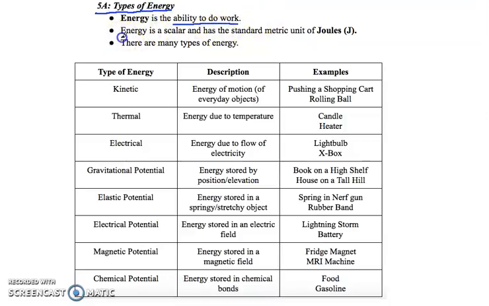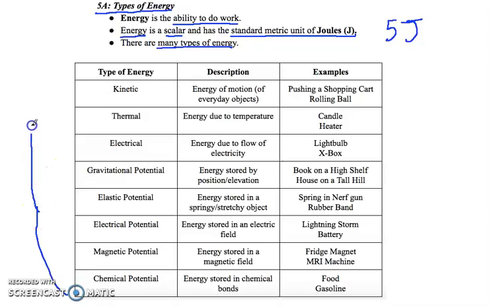So energy, right, this ability to do work, it's a scalar, meaning it only has size. It does not have a direction. And it's going to have the standard metric unit of joules. So you're going to see like 5 J, which would mean 5 joules of energy. And there are lots of different types of energy. So this table is actually going to be all the major ones we're going to look at. Depending on what source you look at, you'll see other ones, but these are the main ones we're going to look at.